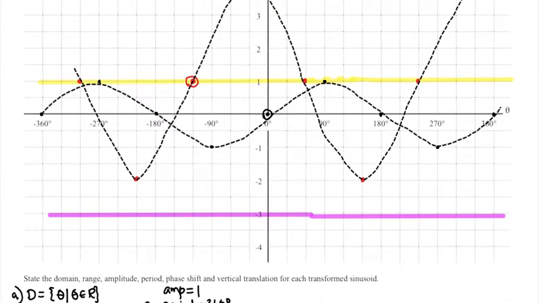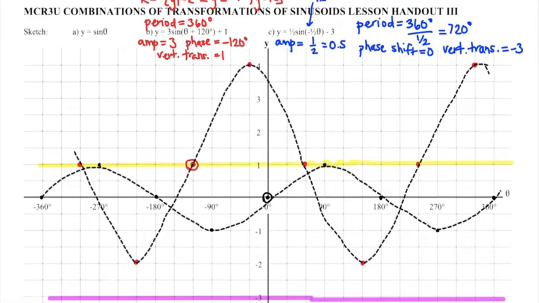And now I'm going to come back up, and I'm going to use this to figure out what my amplitude is going to be. So because it's at -3 and I have an amplitude of 1/2, that means that the highest point that my curve is going to reach is -2.5, and the lowest point is -3.5. So I'm going to use that when I'm figuring out my domain and range.